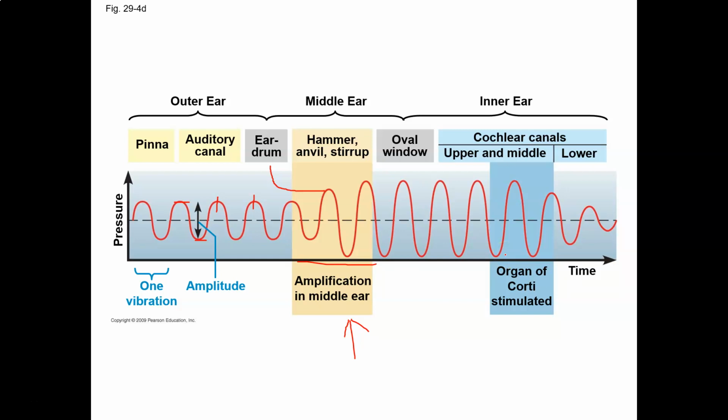The higher pitched sounds are heard by the hair cells closer to the beginning of the cochlea, versus the low pitched sounds, the lower notes, which are heard by the cells way towards the end of the cochlea.